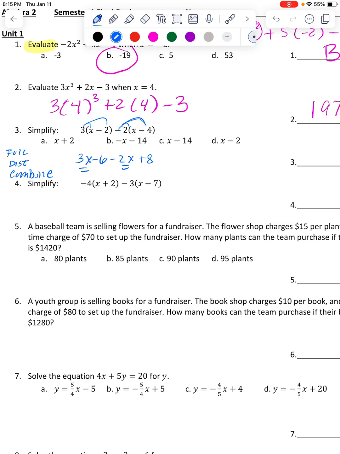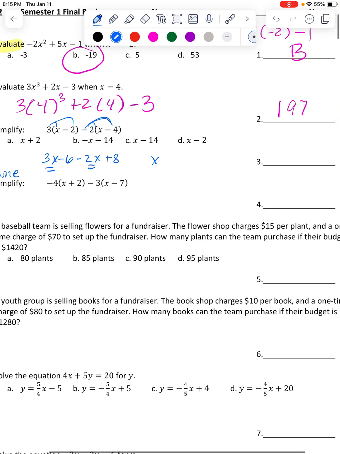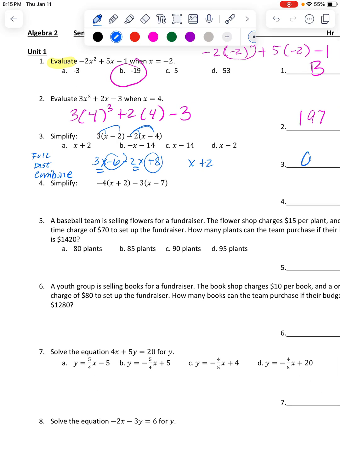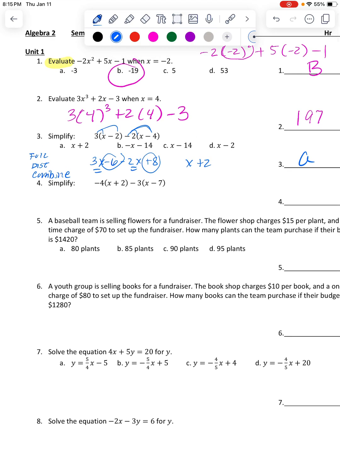Then I'll combine like terms. 3x minus 2x is 1x, and then -6 plus 8 is a 2. It's a really easy one to get wrong. And so what did I end up with? x plus 2, so my answer is A. And on the review, it's not that big a deal to find the answer. It's figuring out what to do so you can do it on the final.